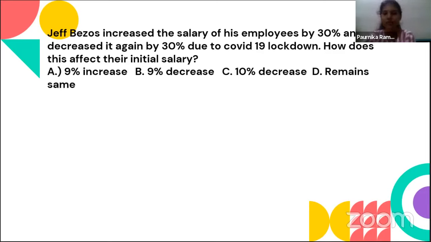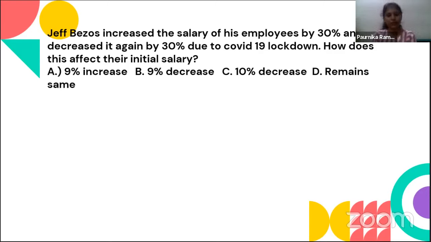So the approach that you have to use while solving this kind of problem is that the basic thing you have to know is, when there is an increase and decrease by the same percentage, the salary will definitely decrease. It will not increase. When the increase and the decrease are the same percentage, the salary will definitely decrease.